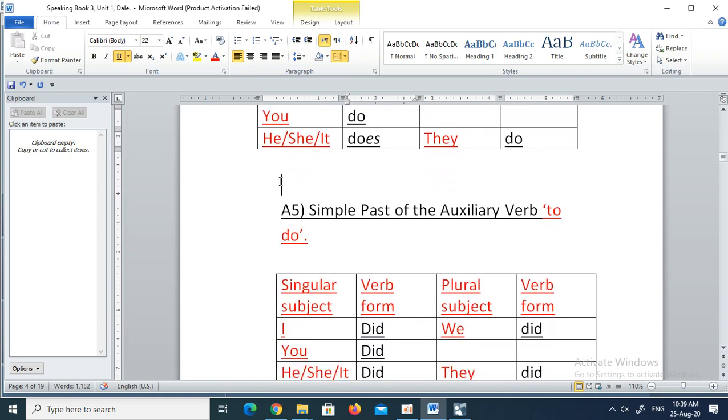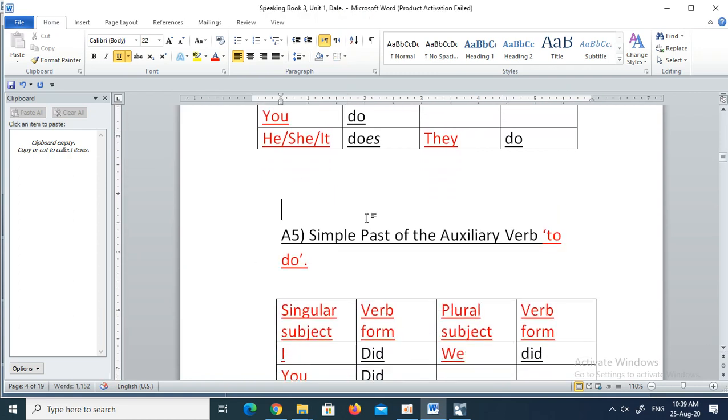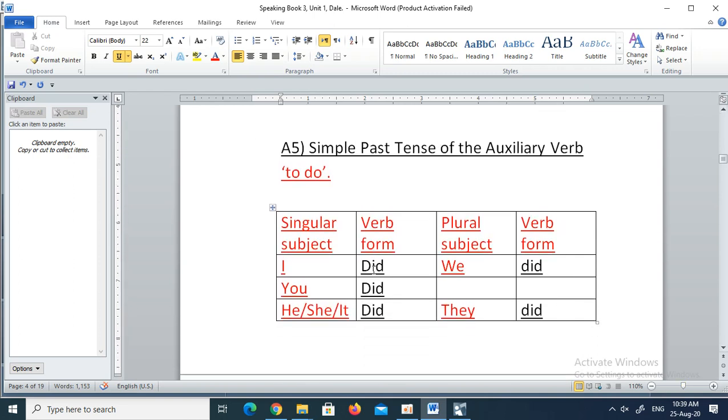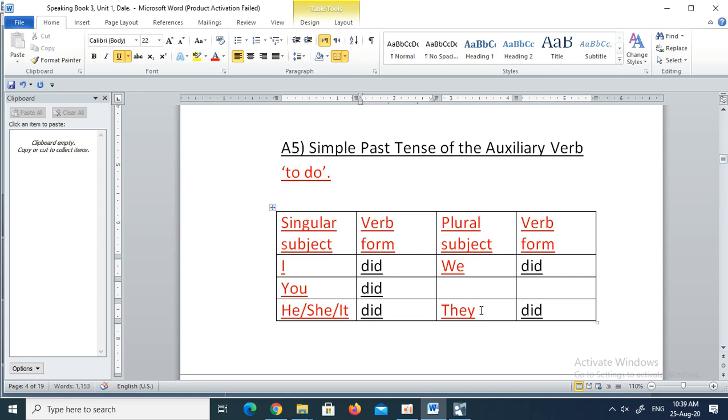Now, the simple past tense of the auxiliary verb to do is much simpler. It only has 1 form, and that is did. I did, you did, he did, we did, they did. Very simple. In the past tense, there is only 1 form, and that form is did.